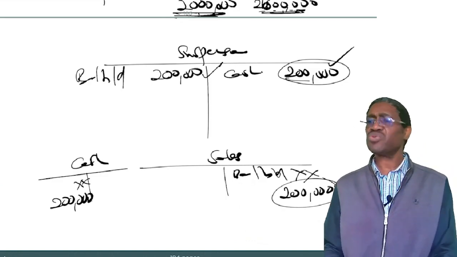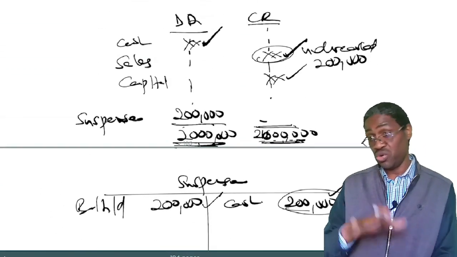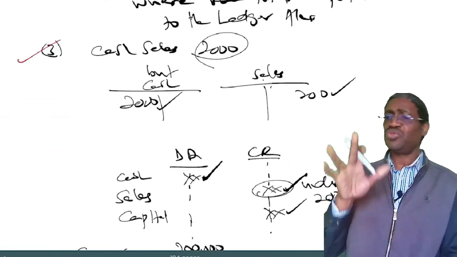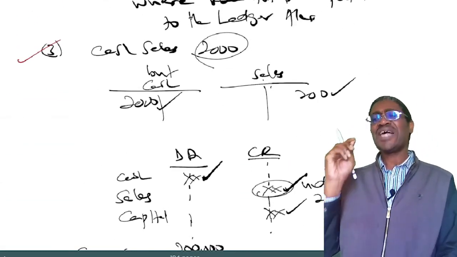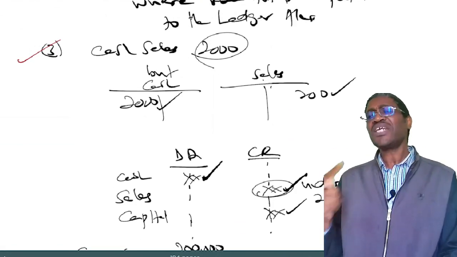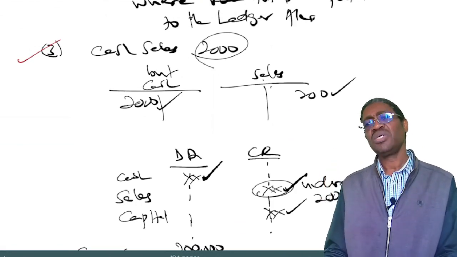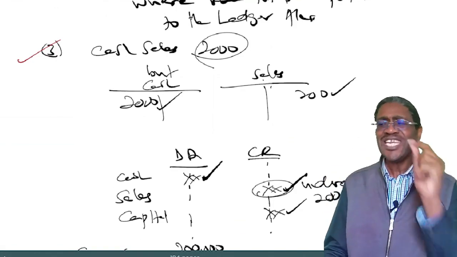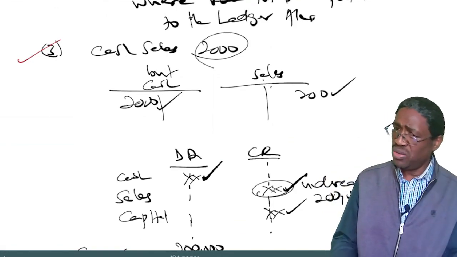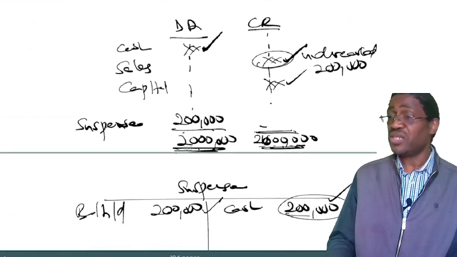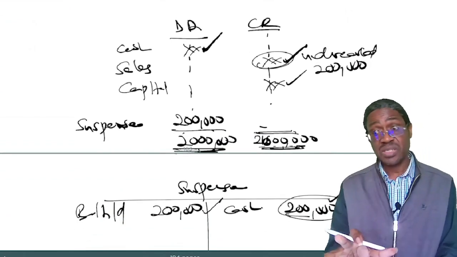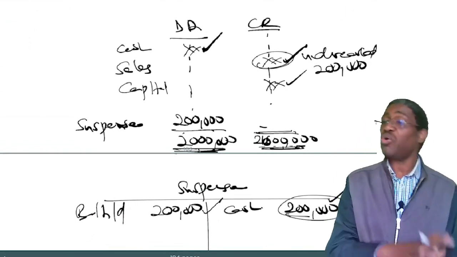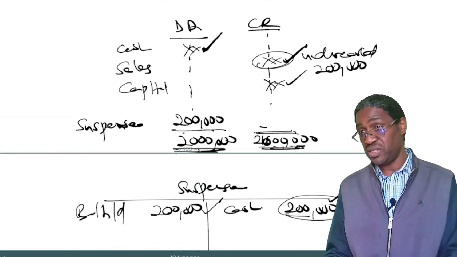So what I'm trying to say is this. We shall do an example later. But once you realize that the trial balance is not balancing, as an accountant, you are required to suspend the amount in a suspense account. In other words, you transfer the 200,000 to the suspense account. It could be a debit balance or it could be a credit balance, I've explained.